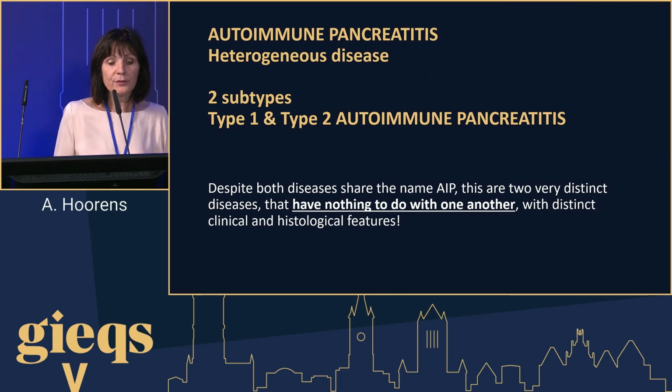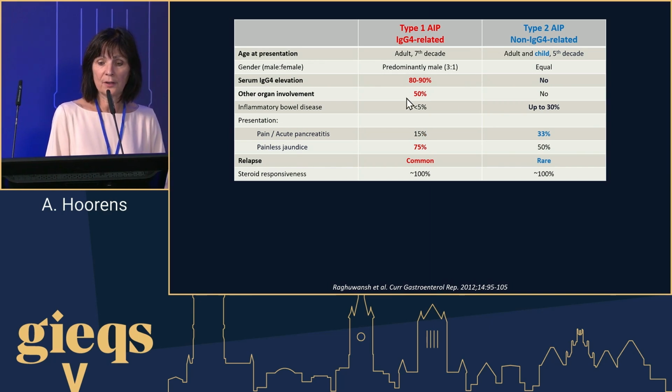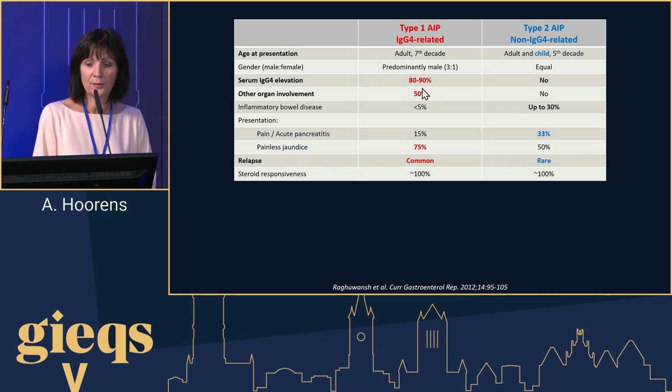This has also been said, that there are two types, type 1 and type 2, but it's important to realize that these are really different diseases that have in fact nothing to do with one another. They have different clinical and histological features. An overview of the clinical features has also been shown; I will show the most important ones here.